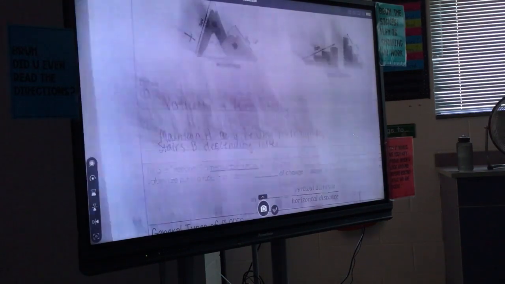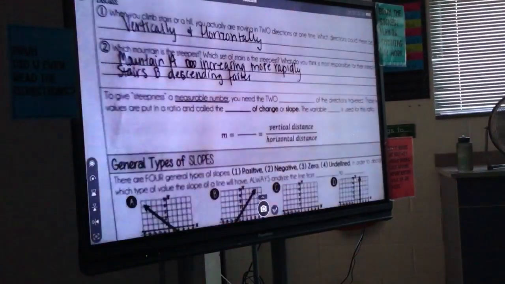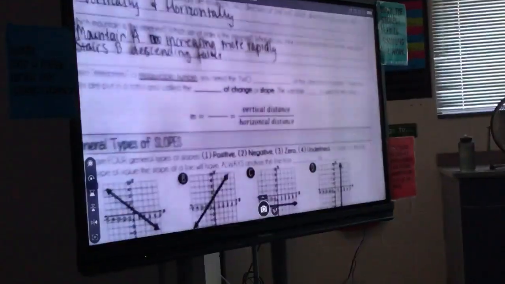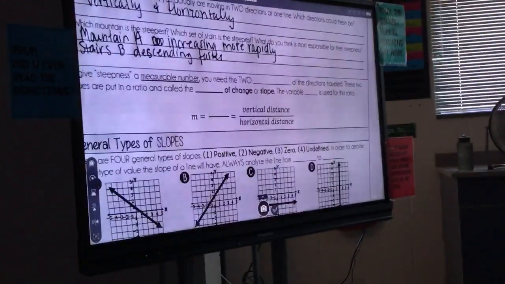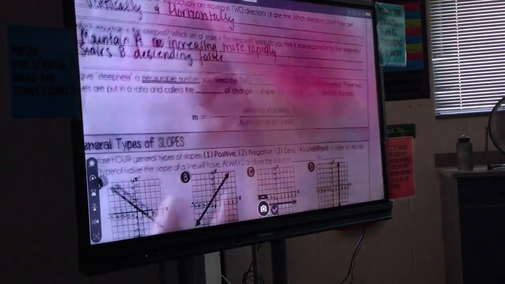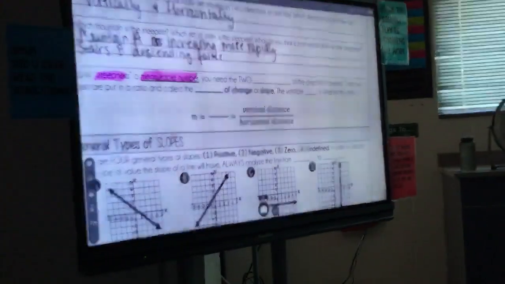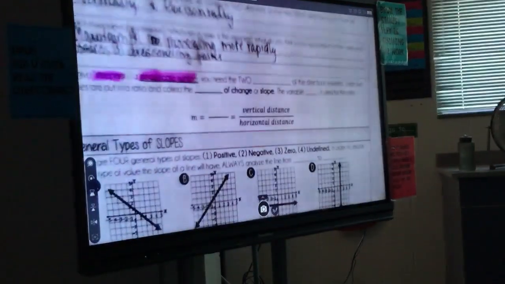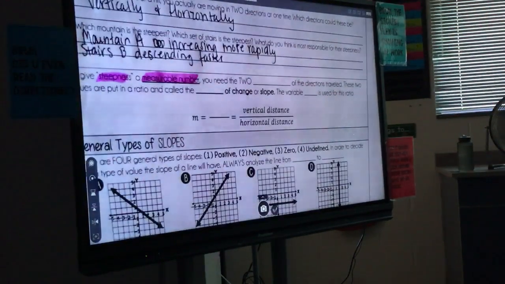All right. This next part, this is where you need to pay attention, because this is ultimately how we are going to start setting up our equations to solve. So it says to give steepness, which is a measurable, I can't, holy crap. If I could read today, that would be fantastic. A measurable number? Thank you. Would you like to teach? Yes. I mean, you might do better than I.